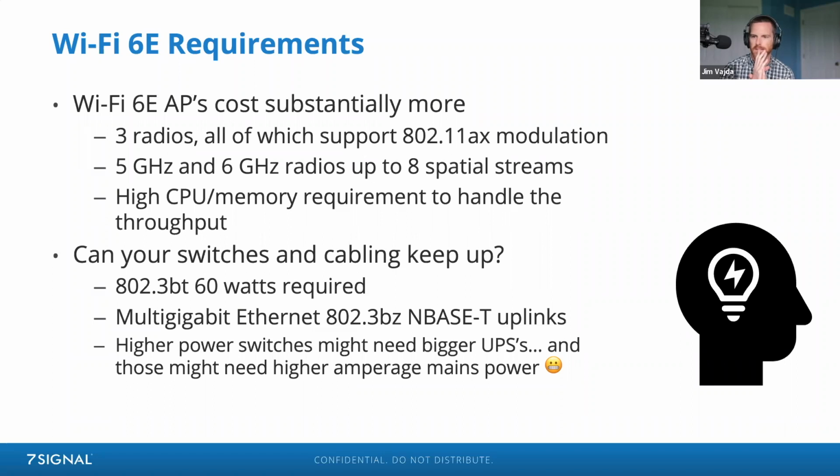Big consideration. The Wi-Fi 6E APs often come with multi-gigabit Ethernet ports, known as NBASE-T. I'm of the opinion that gigabit Ethernet is more than enough for Wi-Fi 6E APs. But if you do want to take advantage of those multi-gigabit uplinks, then you've got to make sure you have that on the switching side too.